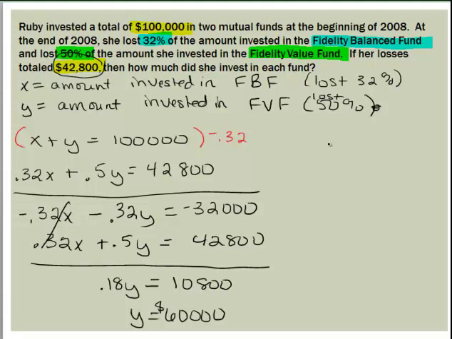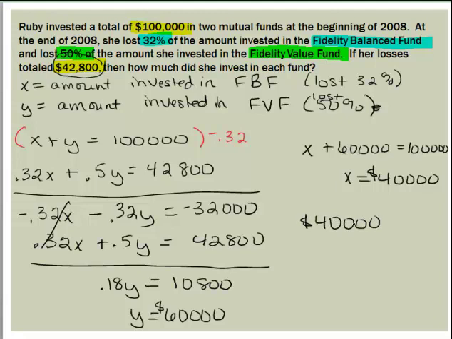So now we need to figure out what X is. So we put it back into the first equation because that's the easiest one. X plus $60,000 is equal to $100,000. 1, 2, 3. There we go. Subtract 60,000 from both sides and you get X is equal to $40,000. So you know that she invested $40,000 into the balanced fund, and she invested $60,000 into the value fund.